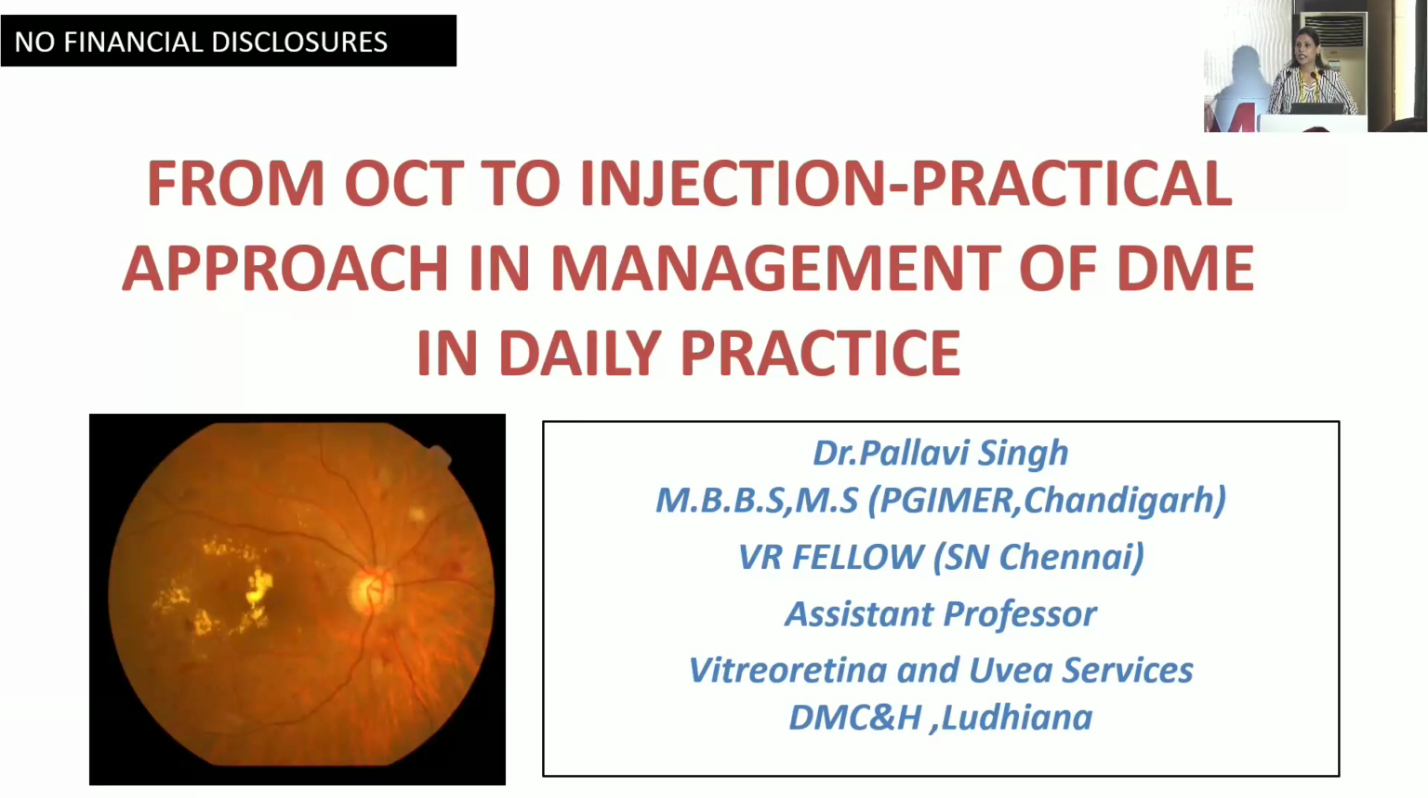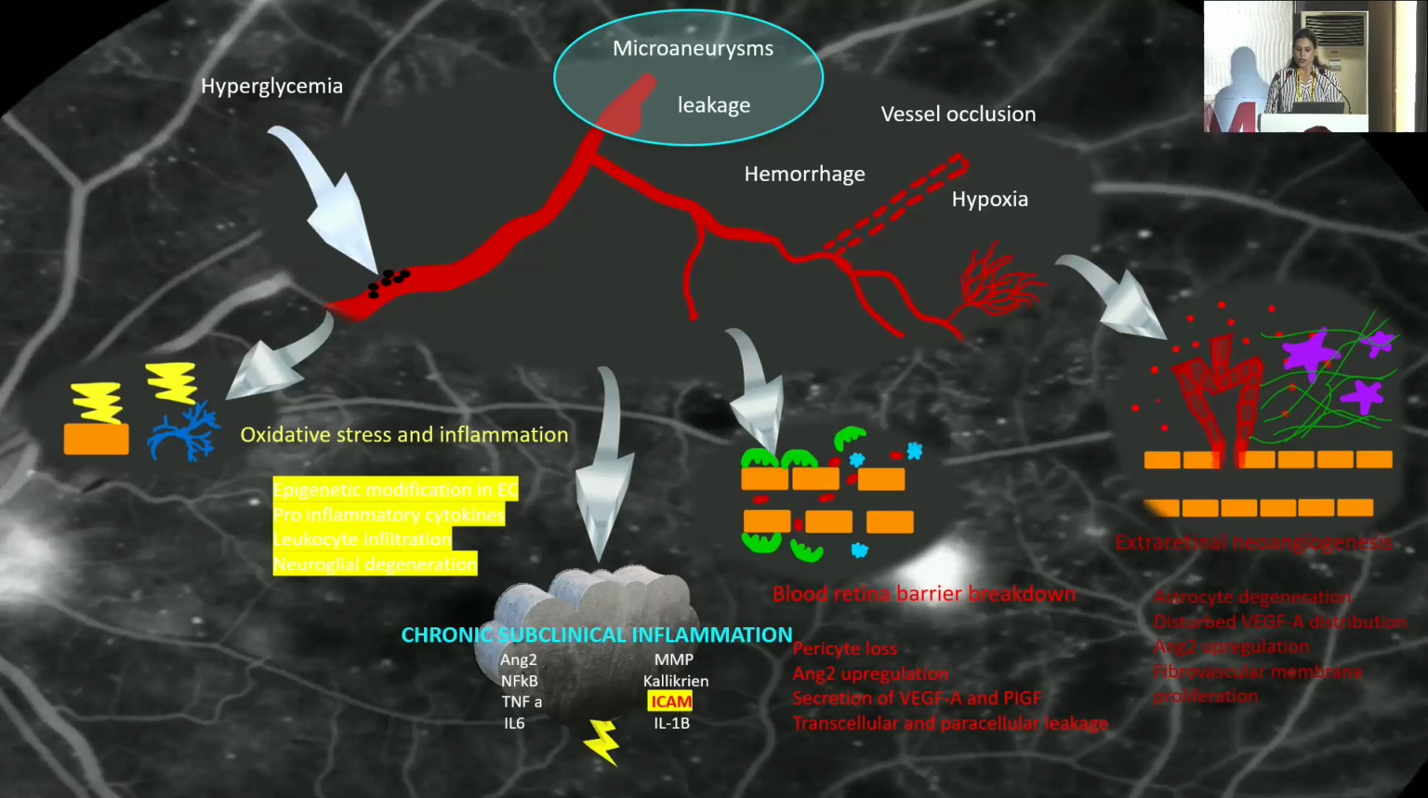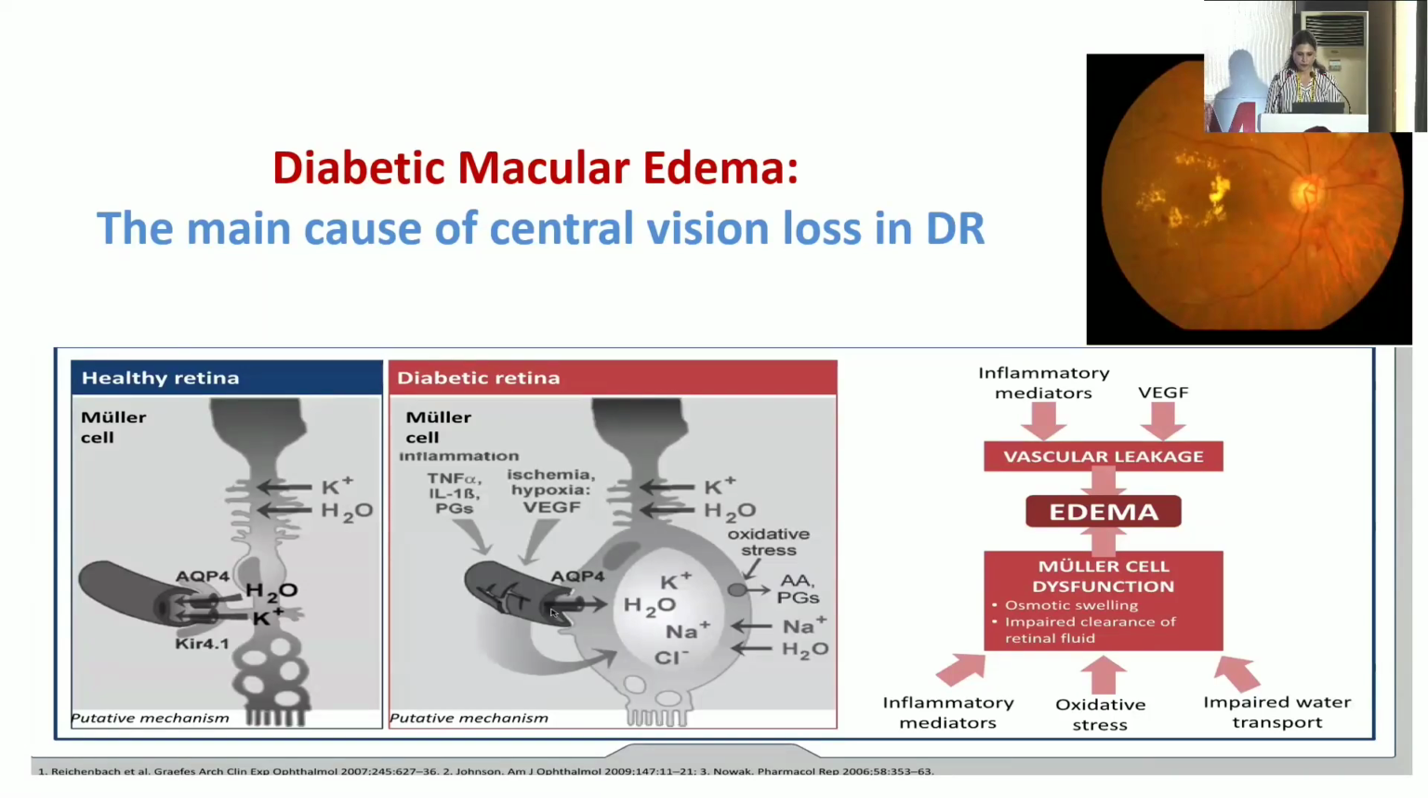I'll be discussing the management of diabetic macular edema. Diabetic retinopathy is a common microvascular complication of diabetes, and diabetic macular edema is a common cause of blindness in people of working age and can develop in both type 1 and type 2. The pathophysiology is chronic hyperglycemia, which causes damage to the retinal vessels and breakdown of the blood-retinal barrier, and hence fluid leakage and accumulation.